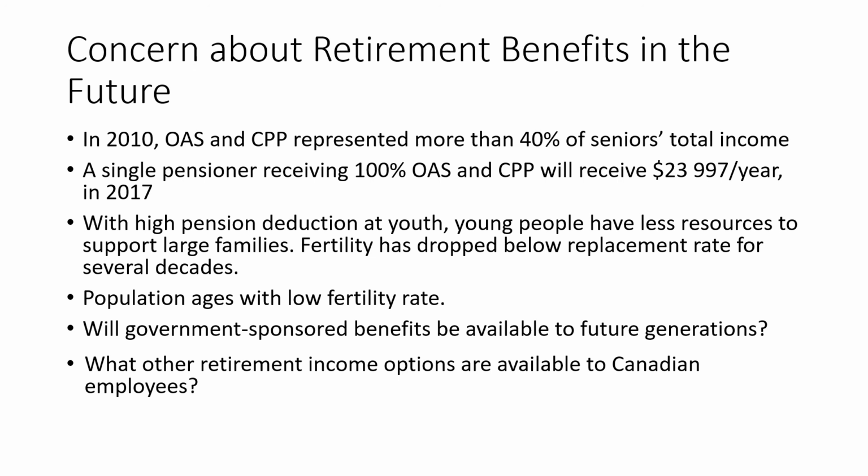With high pension deductions in youth, young people have fewer resources to support large families. Fertility has dropped below the replacement rate for several decades. The population ages with a low fertility rate. Will government-sponsored benefits be available to future generations? In an environment of population aging, what other retirement income options are available to Canadian employees?